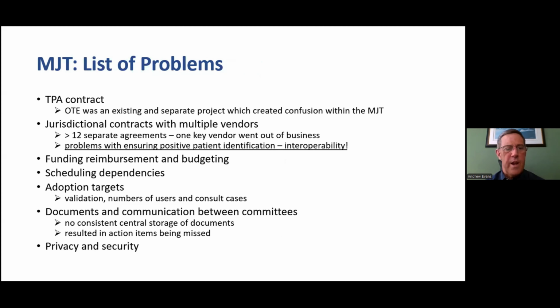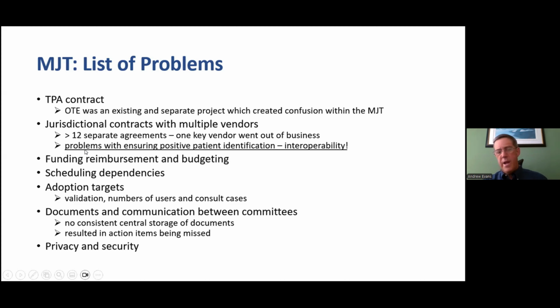The list of problems now. So I think first off, with regard to the transfer payment agent contract, the Ontario Telepathology expansion project at UHN existed as a separate project, which did create some confusion within the MJT. So again, speaking to some of the problems that arise when you have one group that's much further ahead than others when you're trying to build a network. Jurisdictional contracts with multiple vendors. There were over 12 separate agreements. And importantly, one key vendor went out of business during the implementation process.